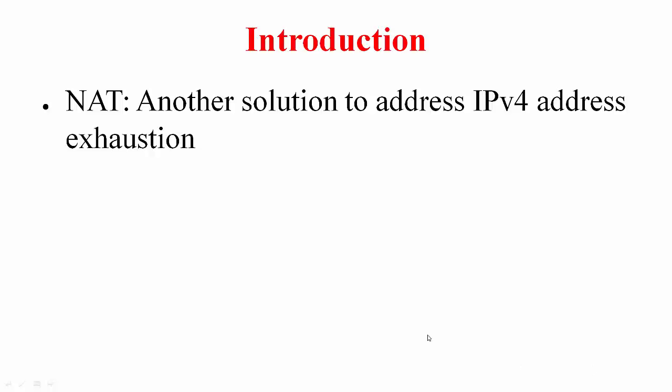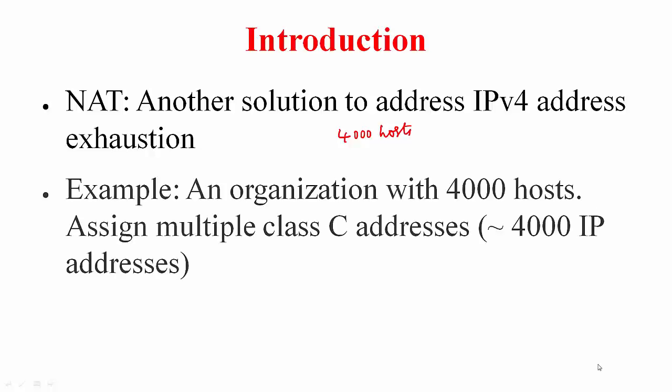Let's again, like before, start out with an example. Suppose there is an organization with 4,000 hosts. Based on whatever we have seen so far, how many and what type of addresses will you give this particular organization? The answer is you will give 16 Class C addresses totaling about 4,000 IP addresses to the 4,000 hosts. Great, but what if I said I don't have these many IP addresses?